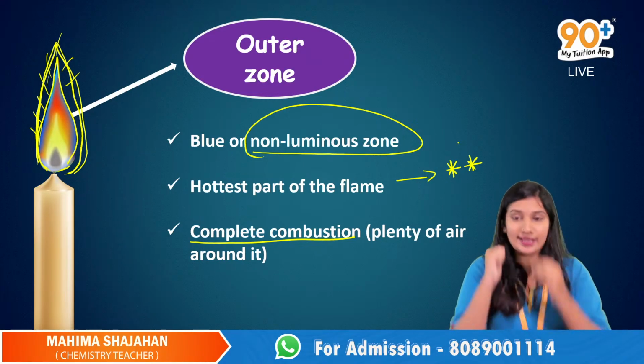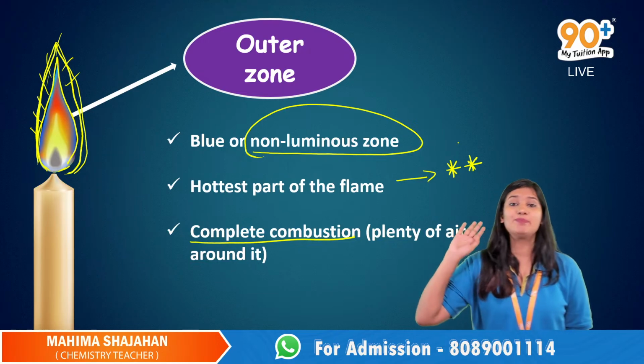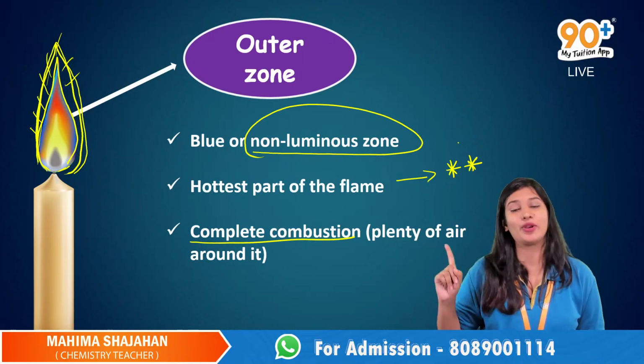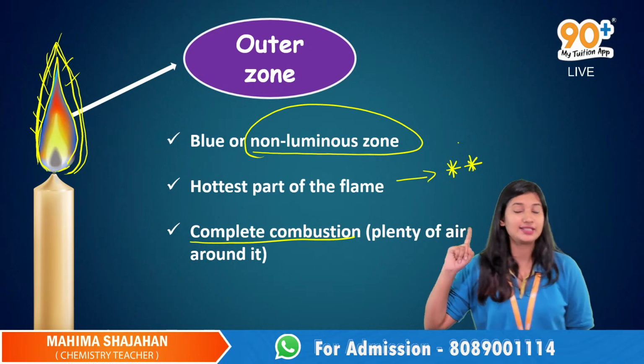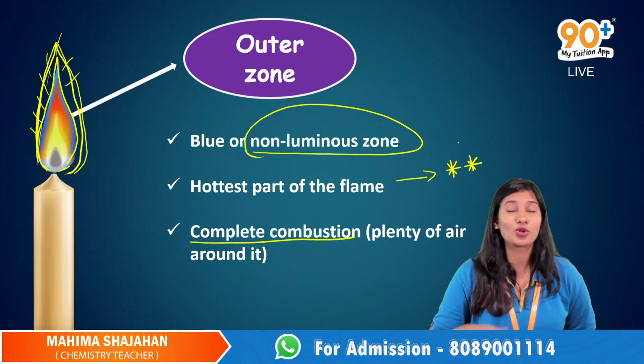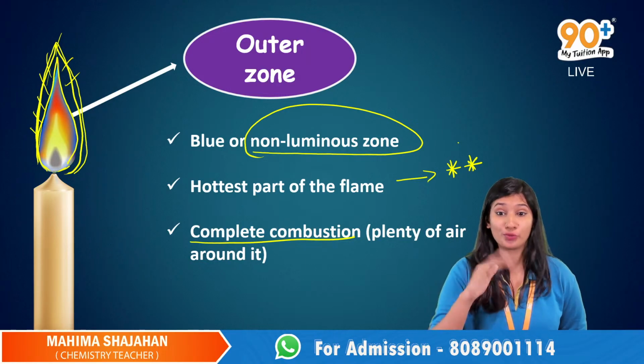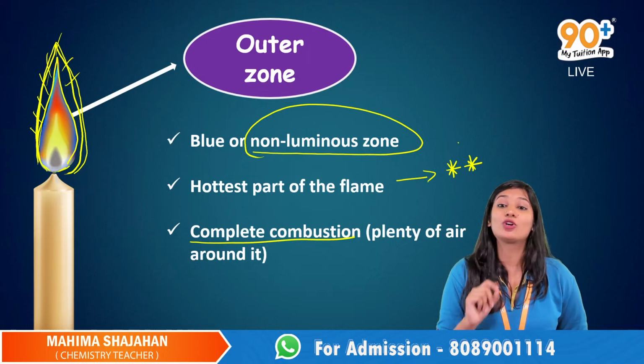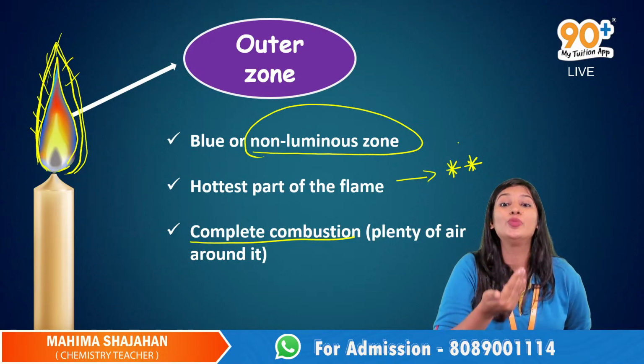Now, these are the important points that you must remember about the outer zone. Is it clear? The outer zone is also known as what? Blue zone. Blue color. It is also known as non-luminous zone.